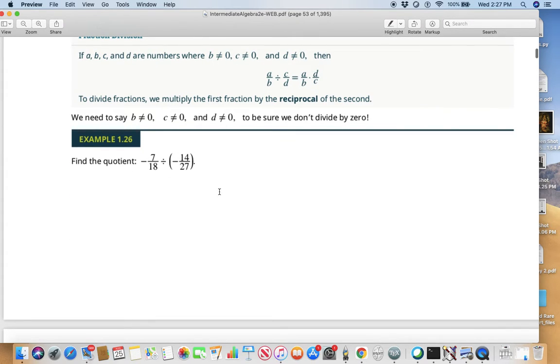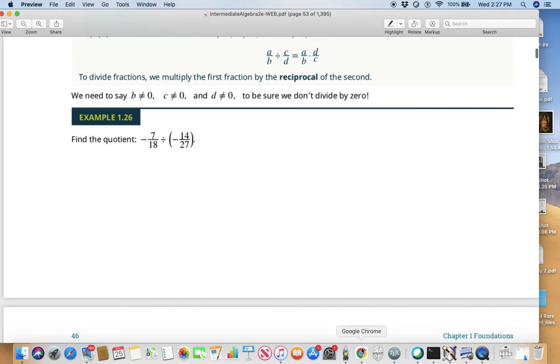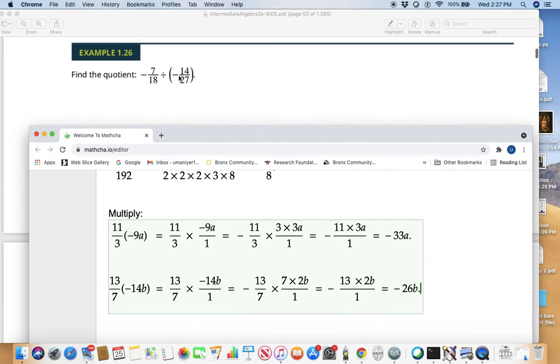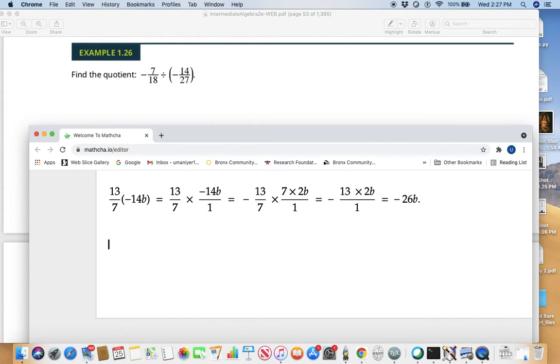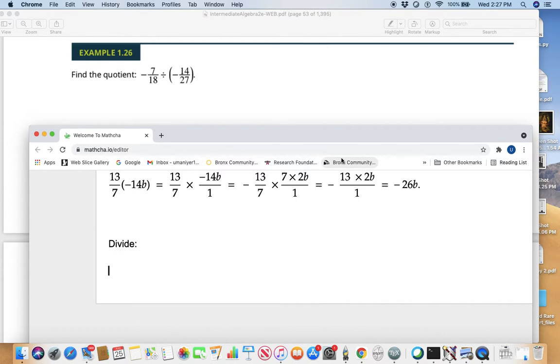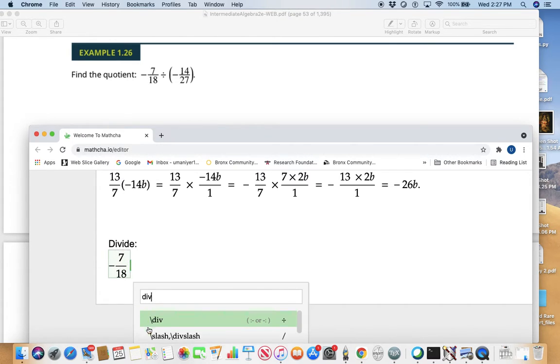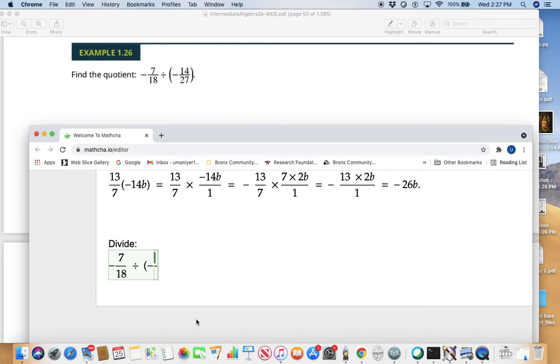So for example, let's look at this example, right? Negatives, so this is division, right? Find the quotient. Quotient means the result when you divide, okay? You are dividing the negative fraction 7 over 18 by negative fraction 14 over 27. Well, that's fine.